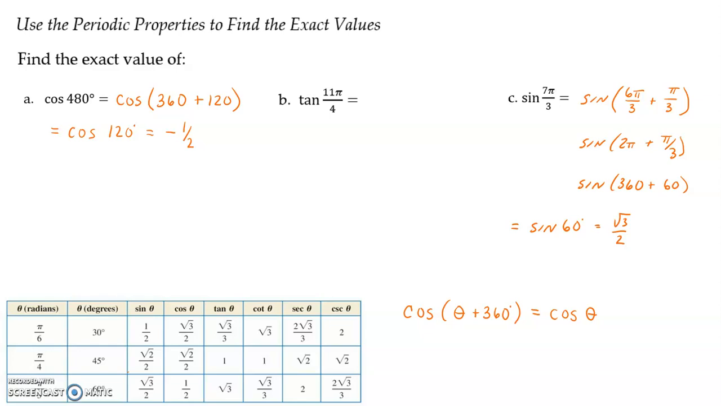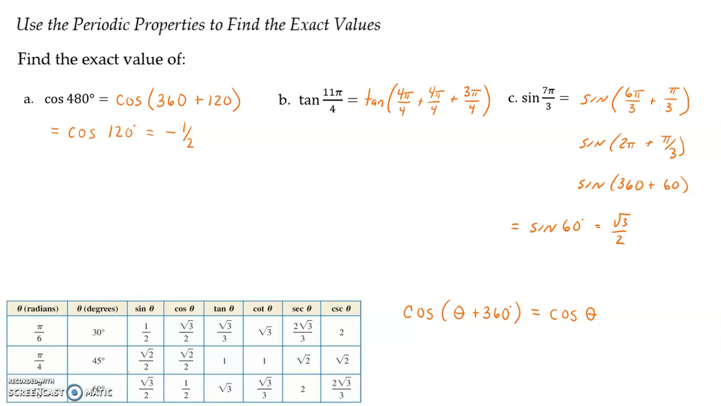Now let's go ahead and look at part B. This one's going to be working with tangent, and tangent has a periodic property. The period here is going to be pi instead of 2 pi. So let's go ahead and do a little bit of rewriting. This is going to give us tangent of 4 pi over 4 plus 4 pi over 4 plus 3 pi over 4.